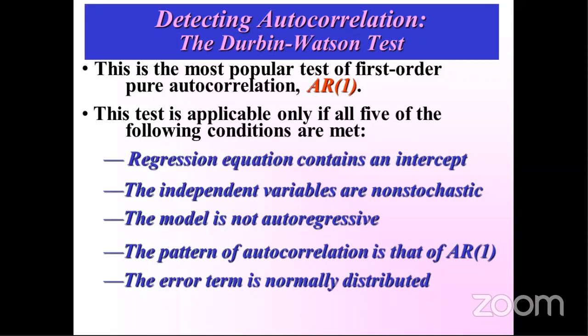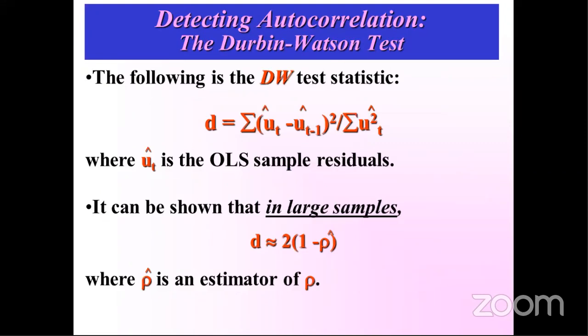Then, as we already noted, this test is only used for the AR1 pattern, that is autoregressive order 1, and the last but not the least is the error term should be normally distributed. These are the conditions to use the Durbin-Watson test in our regression model. And how was this Durbin-Watson D test developed by Durbin and Watson? So here we have a brief discussion on that.